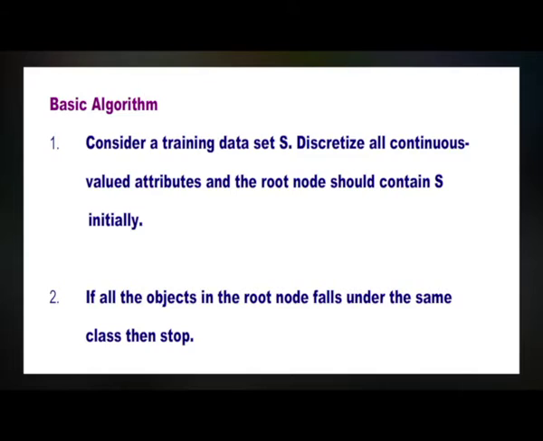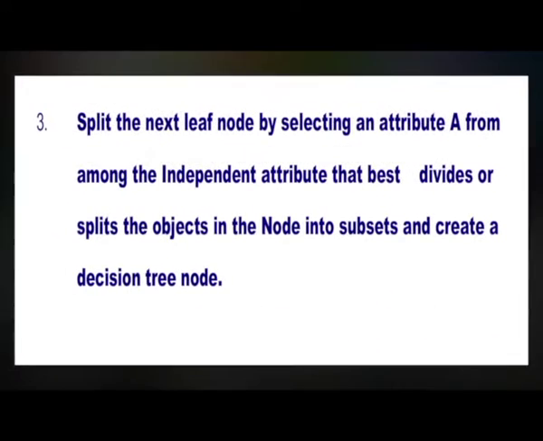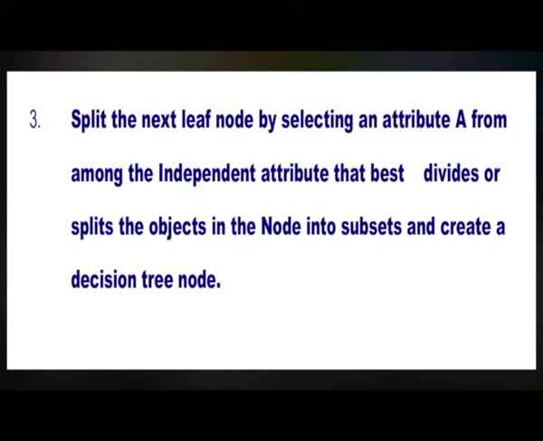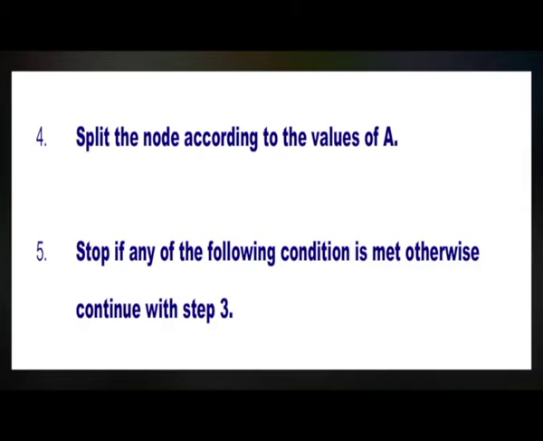Now, we will see the basic algorithm. Consider a training data set S. Discretize all continuous valued attributes and the root node should contain S initially. If all the objects in the root node fall under the same class, then the iteration is stopped. Split the next leaf node by selecting an attribute A from among the independent attributes that best divides or splits the objects in the node into subsets and create a decision tree node. Split the node according to the values of A.